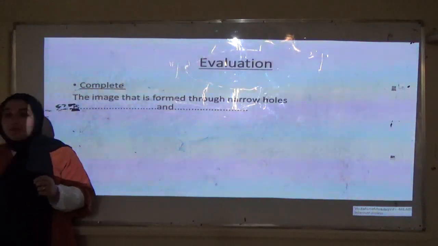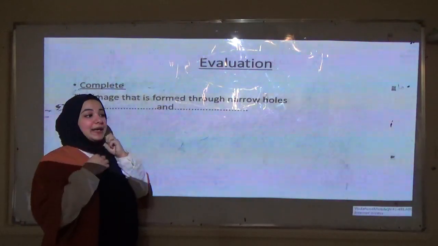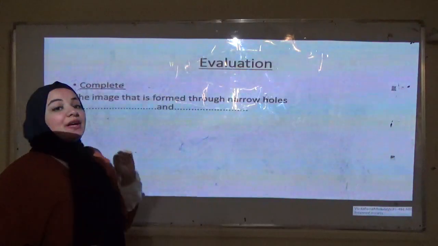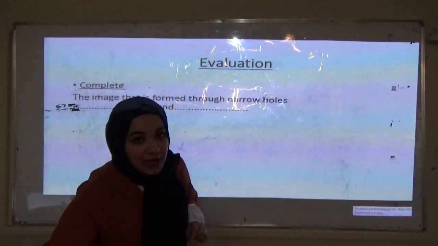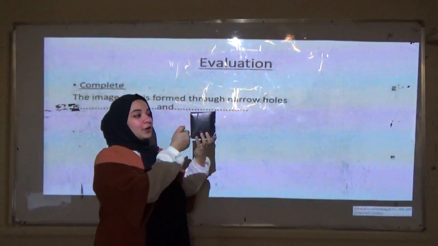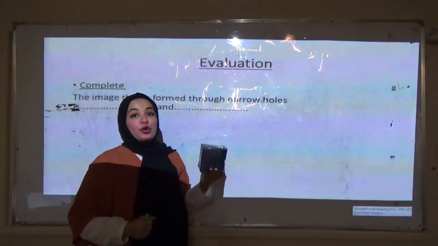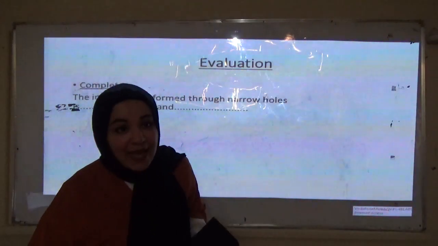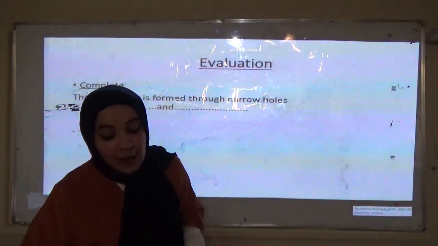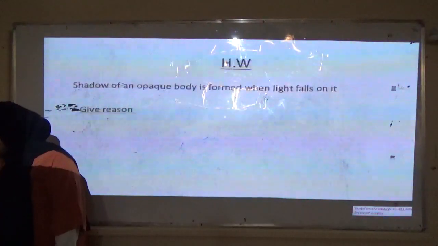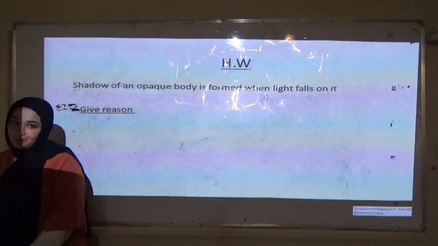And the laser beam. Now, I will ask you an evaluation question. The image that is formed through the narrow hole, the same as this box, with the candle flame in front of this narrow hole, the image that is formed is what? Minimized and inverted. This is the answer for the evaluation question.